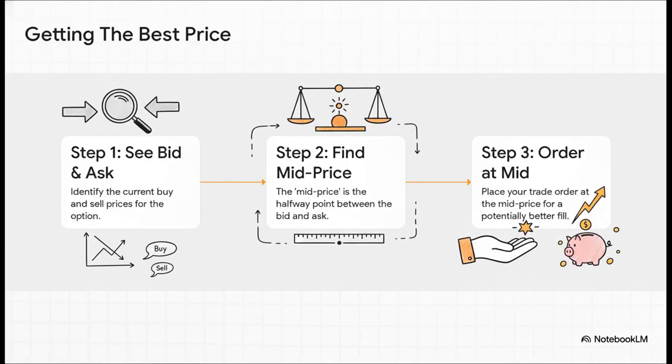So how do you make sure you get the best possible deal? It's a really simple three-step process. First, look at the bid and the ask prices. Second, find the mid price, which is just the number right in the middle of those two. And third, always try to place your order at that mid price first. This one little trick helps you avoid instantly losing money to that bid-ask spread.